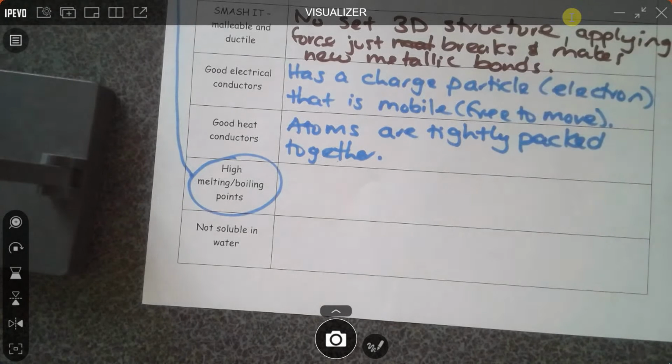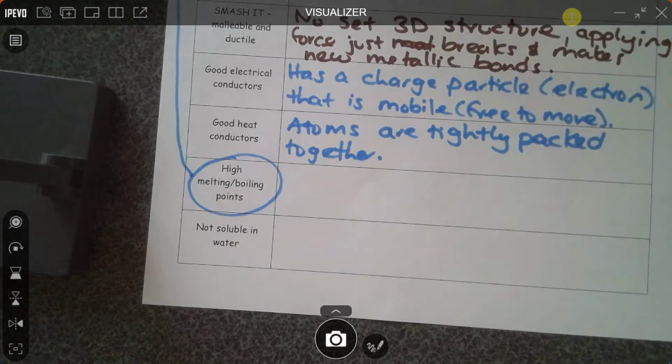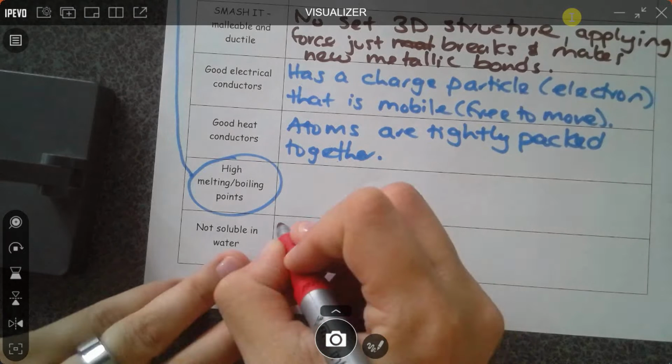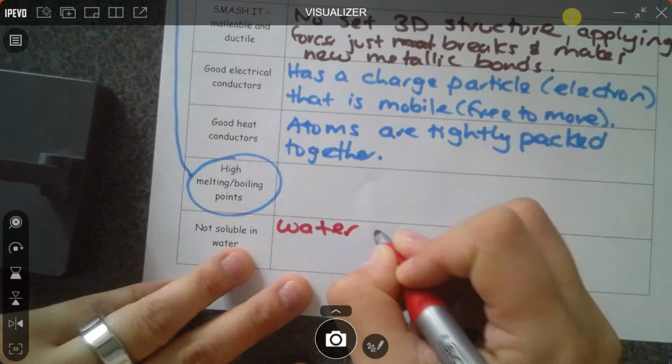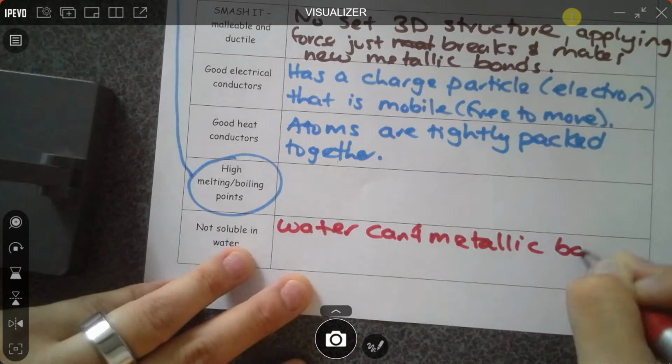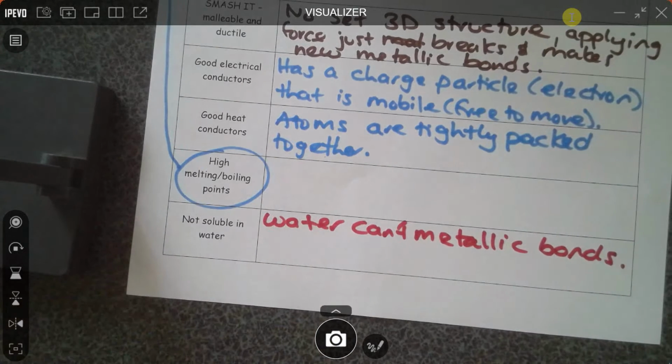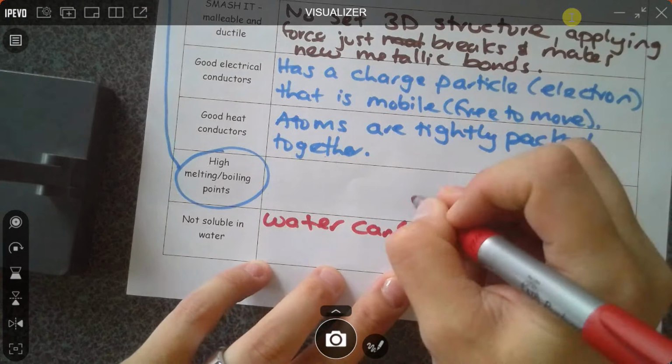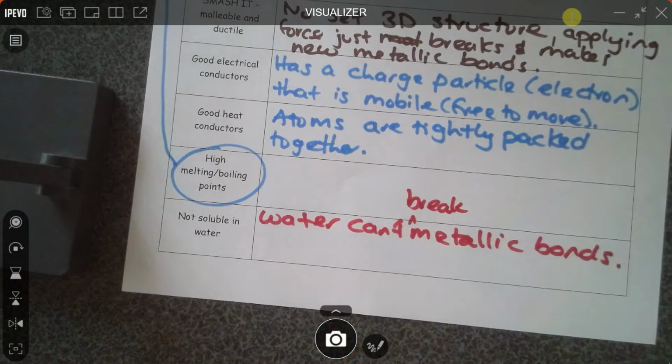And why they're soluble. But basically, when something is soluble, the water molecules are able to pull apart the substance. In this case, the water molecule can't pull apart the metal structure. That's one thing. Water can't break the metallic bonds. Water is not strong enough to do that. The way I like to describe it is that the attraction to itself is greater than the attraction to water.